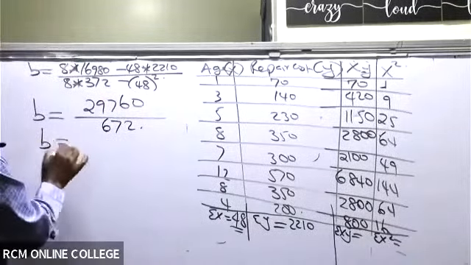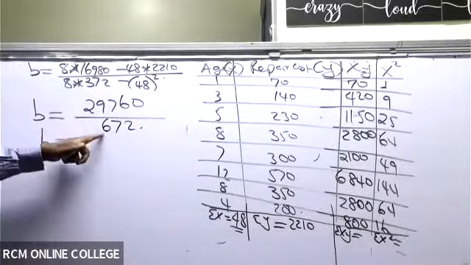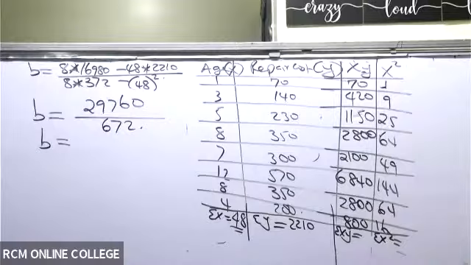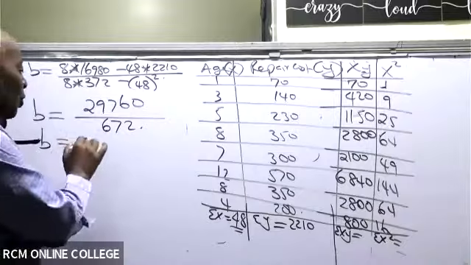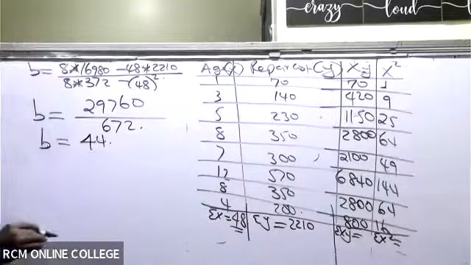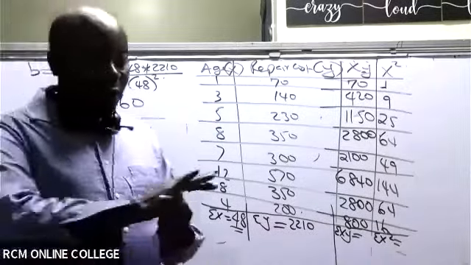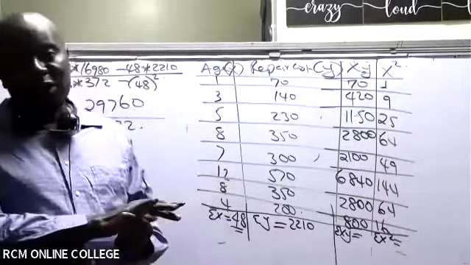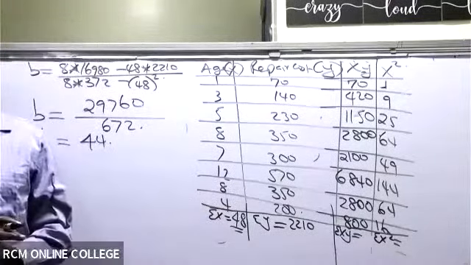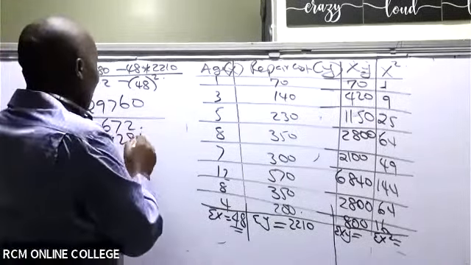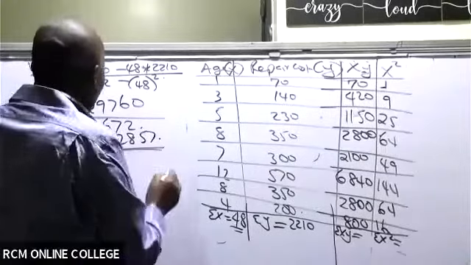Then go ahead and give me the quotient. You take this, divide by this, and give me an answer to 4 decimal places. I would always prefer 4 decimal places for accuracy. Unless it comes to exactly 2 decimal places, but if it has other decimals, please round them off to 4. So we have 44.2857. This is the value of B.